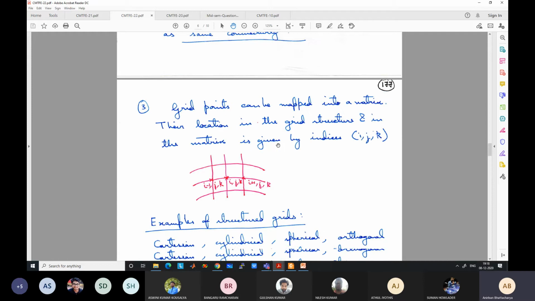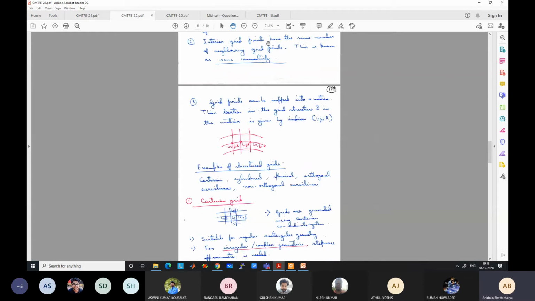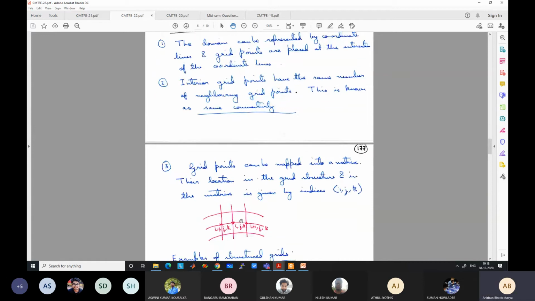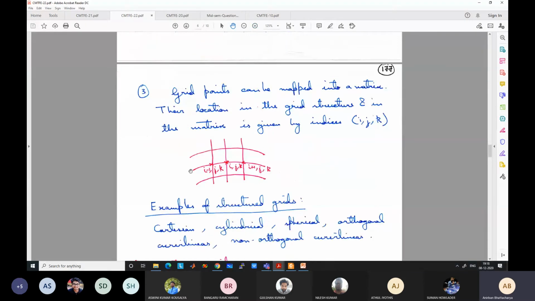So let me take this example. Say I have a discretized part like this. Some curved lines are there and some straight lines are there, and the entire grid is divided like this. So these lines are known as coordinate lines. Okay, these lines are known as coordinate lines.